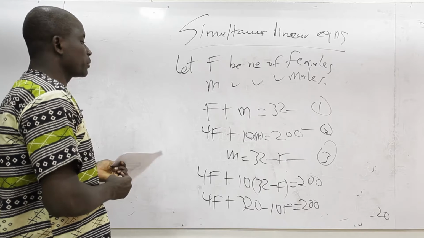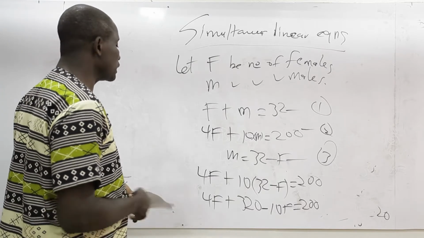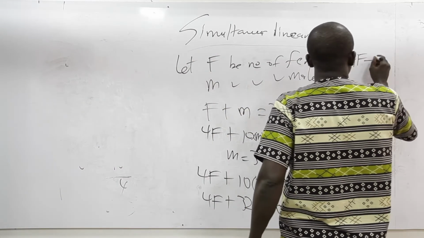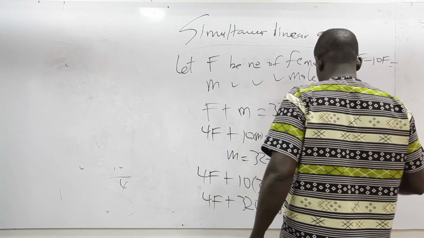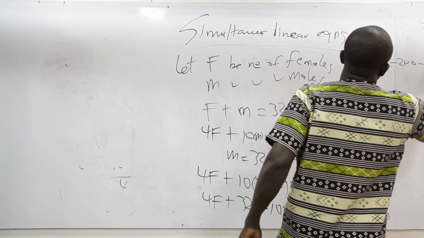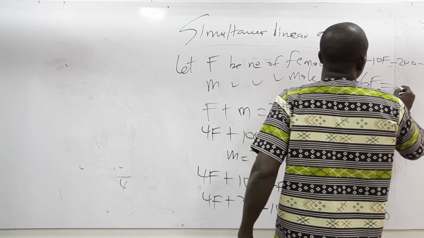I hope you are following. We are using the method of substitution. It's not any big deal. So I'm having 4F minus 10F is equal to 200 minus 320. So it becomes negative 6F is equal to what?